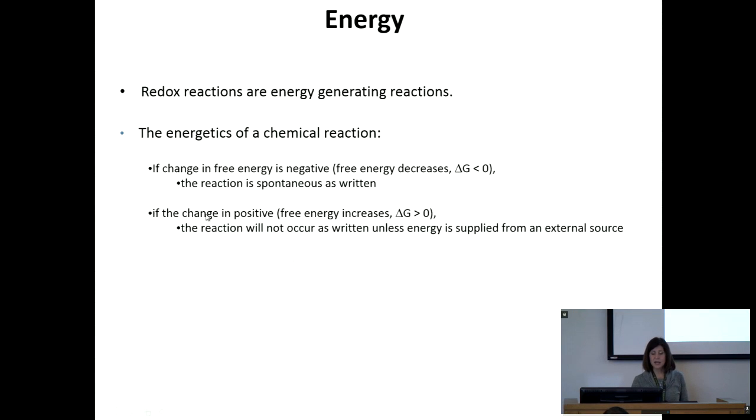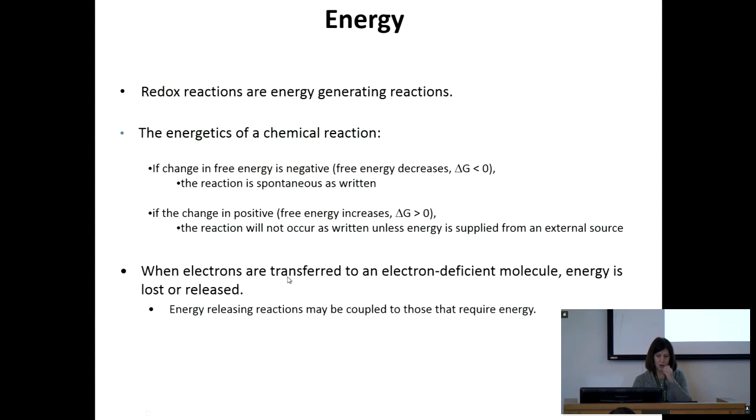That doesn't mean that non-spontaneous reactions can't occur. They just need some help. We're going to see a lot of non-spontaneous reactions occur. We're going to couple them with spontaneous reactions so that the overall delta G is going to be negative. Every time we pass electrons from one molecule to another, we're going to release energy. And we can, again, couple them to those that require energy.